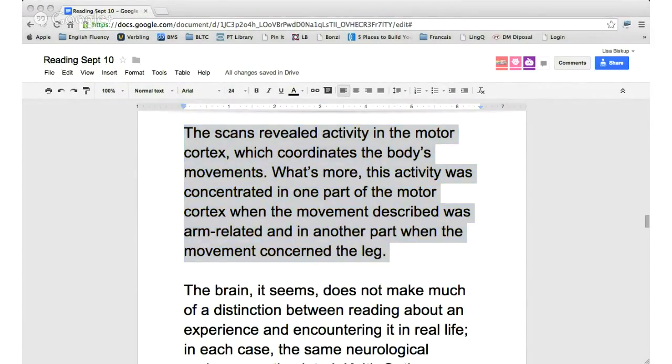Oh, it totally dropped off. Okay, Selma, why don't you read that for us about the difference with the arms and the legs?